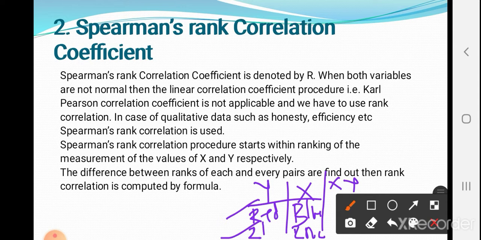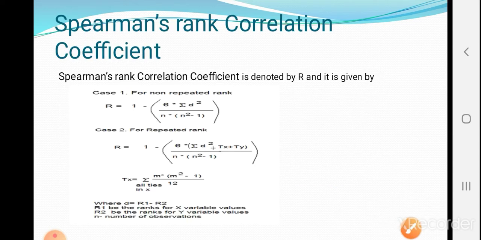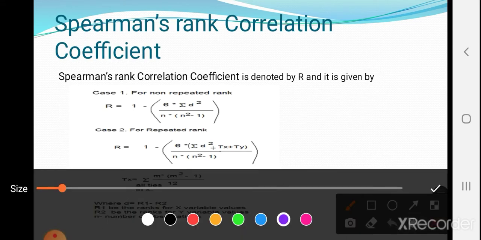So at that time we use the rank correlation coefficient procedure. That means the Spearman's rank correlation coefficient. In case of qualitative data such as honesty, efficiency, the Spearman's rank correlation coefficient is used. The Spearman's rank correlation procedure starts with the ranking of the measurements of the values of the x and y variables respectively. The difference between the ranks of each and every pair is found out, then the rank correlation is computed by formula. There are two cases, one is for non-repeated rank and second is for repeated rank.